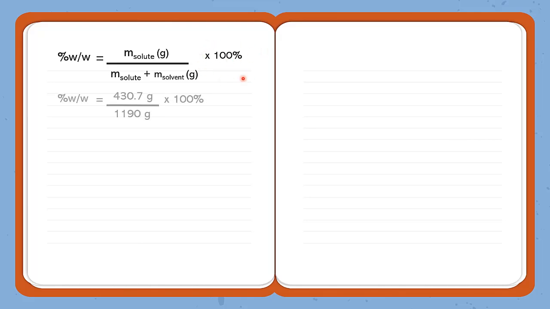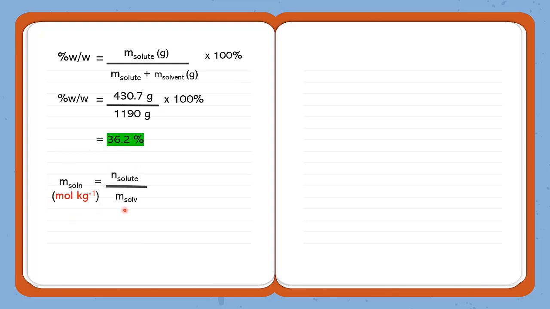Now we can proceed to the questions being asked. So we can calculate the percentage by mass since we have got this mass of solute and the mass of solution, basically, times 100%. And then once you substitute this value, you're going to get 36.2% of NaCl.